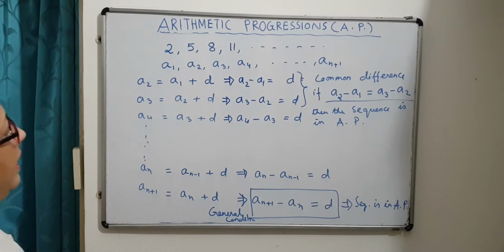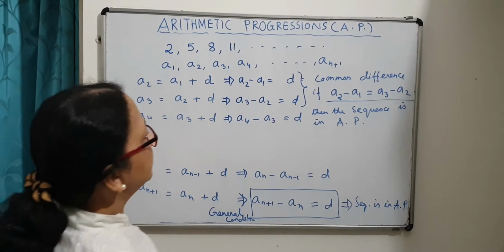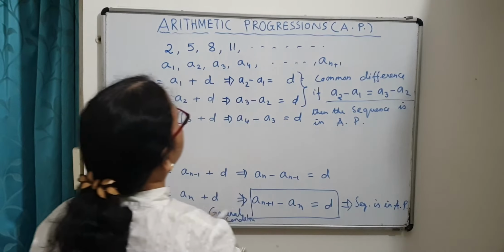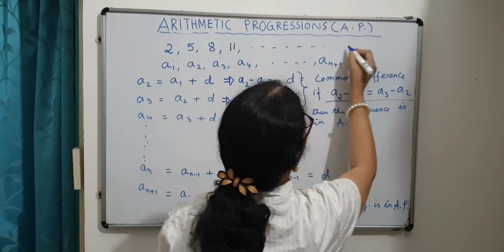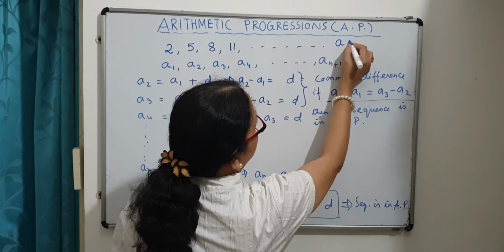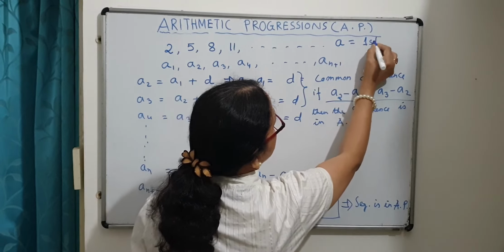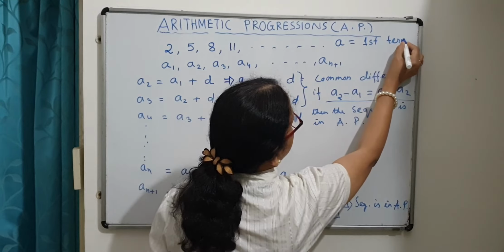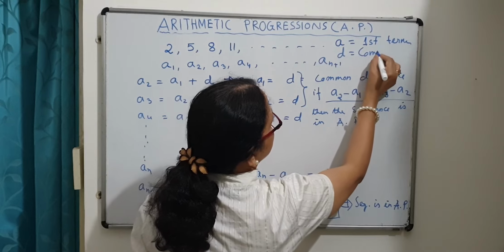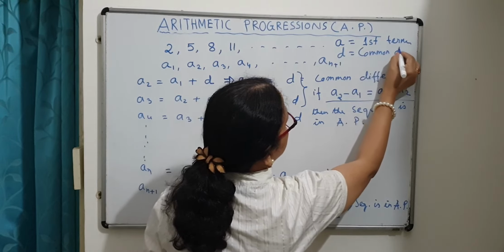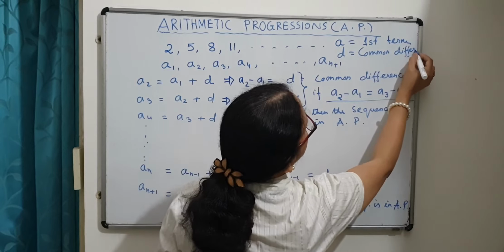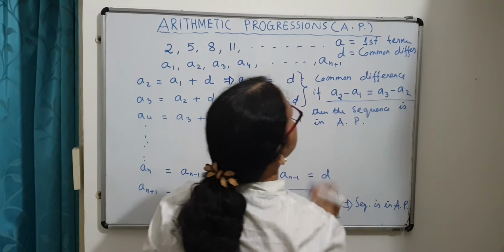It is customary to express the first term A1 as A. So for an AP, there are two parameters: one is A, the first term of the sequence, and the other parameter is D, the common difference.